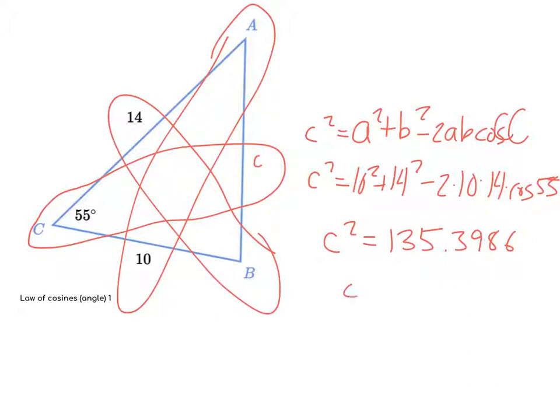We got 135.3986. Getting C by itself means I've got to square root both sides. And once I do that, we've got C is equal to 11.636.